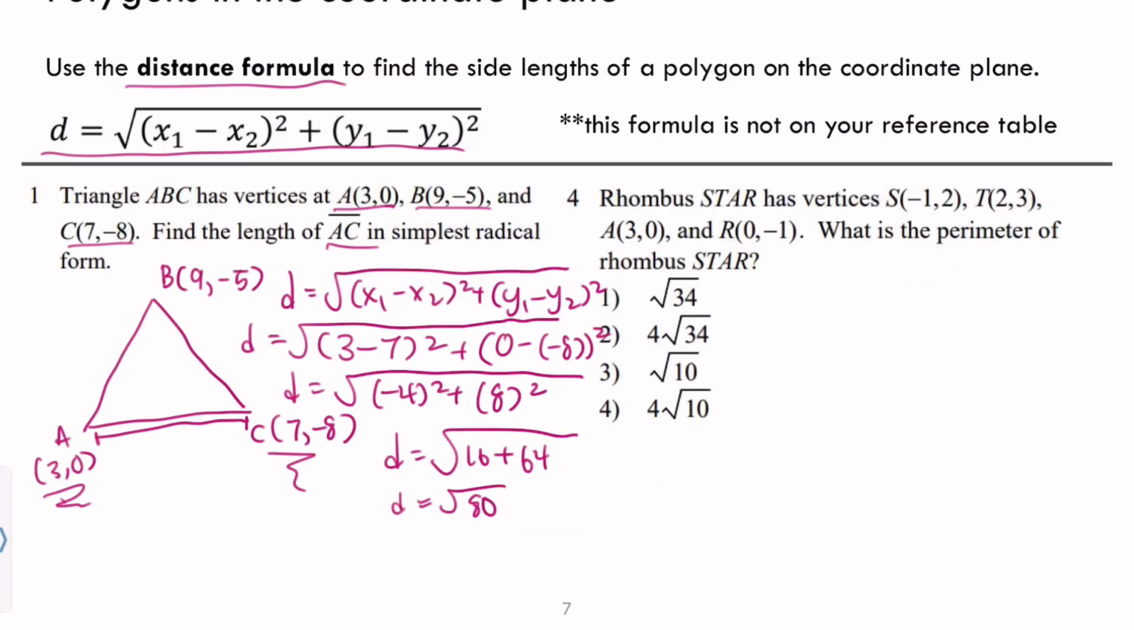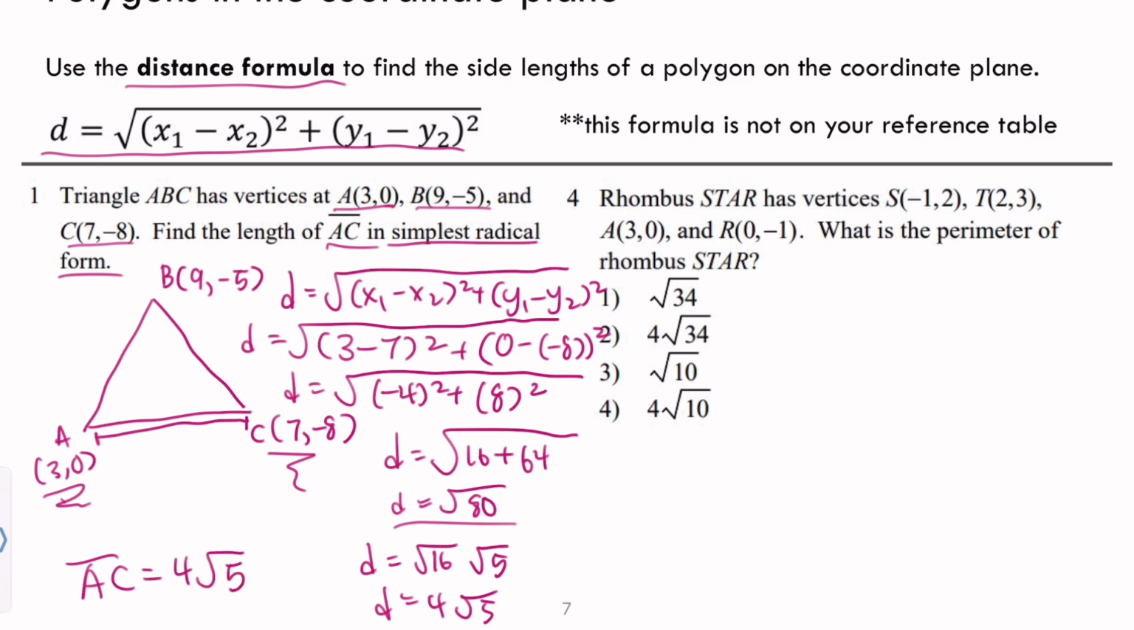Okay, so we get that the distance is equal to radical 80, but the question asks for simplest radical form. So you can still simplify that into radical 16 times 5, which is equal to 4 radical 5. So AC is equal to 4 radical 5.